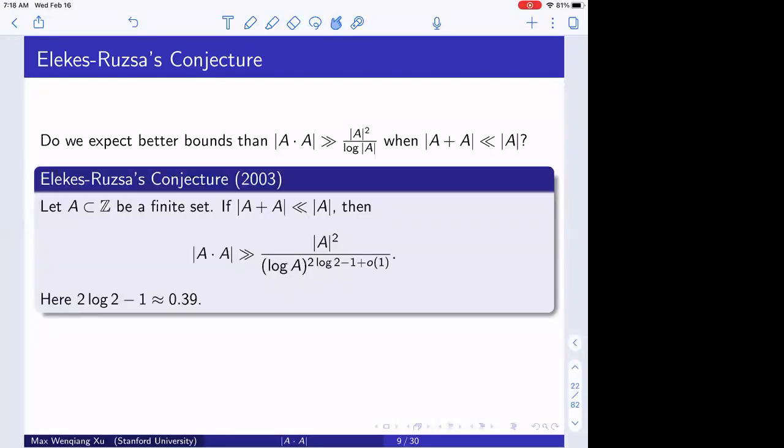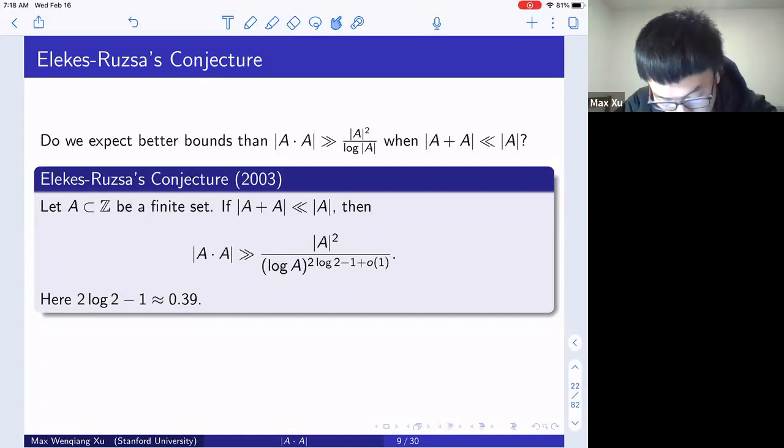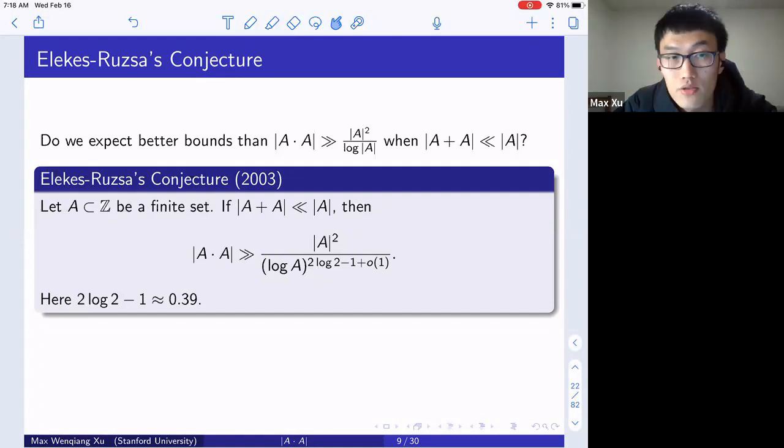So at least the conjecture of Elekes and Ruzsa in 2003, in the same paper, is that A dot A should be at least A squared over log A to some power. And this constant is 2 log 2 minus 1. It will be clear why this 2 log 2 minus 1 shows up here. Roughly, this numerical value is about 0.39. Okay, so that's the conjecture.